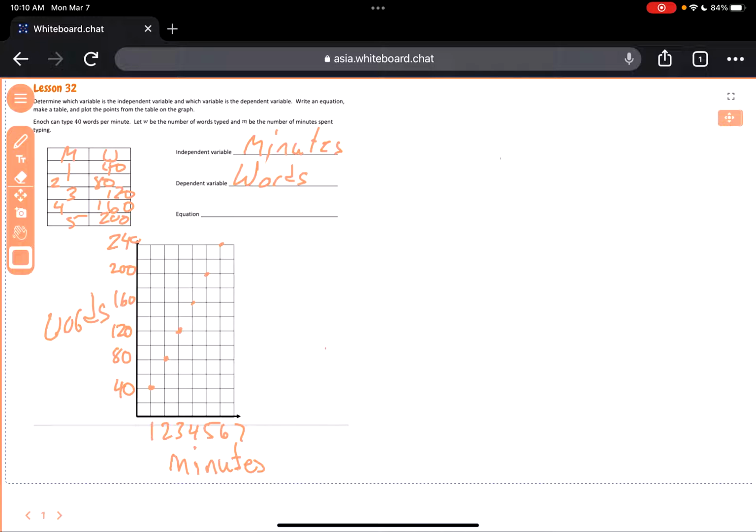So, what will our equation look like? The words, because that's what we're trying to find, right? Equals 40M. 40 times the minutes. Okay? Everybody understand that?